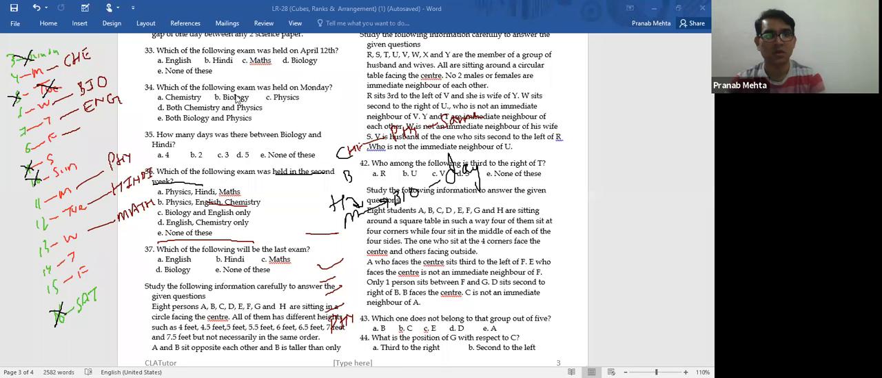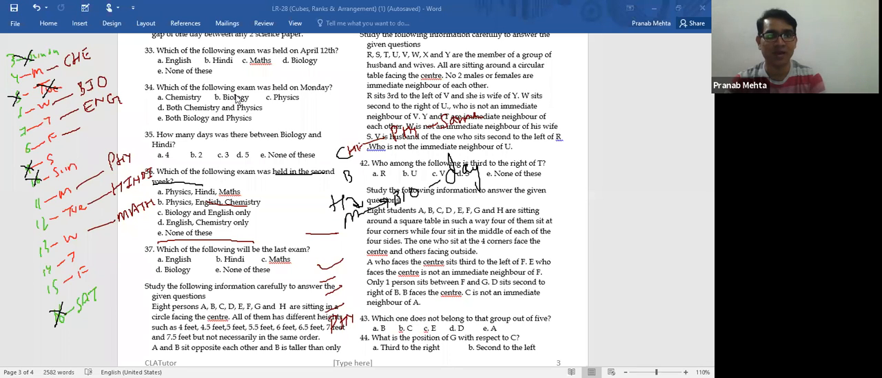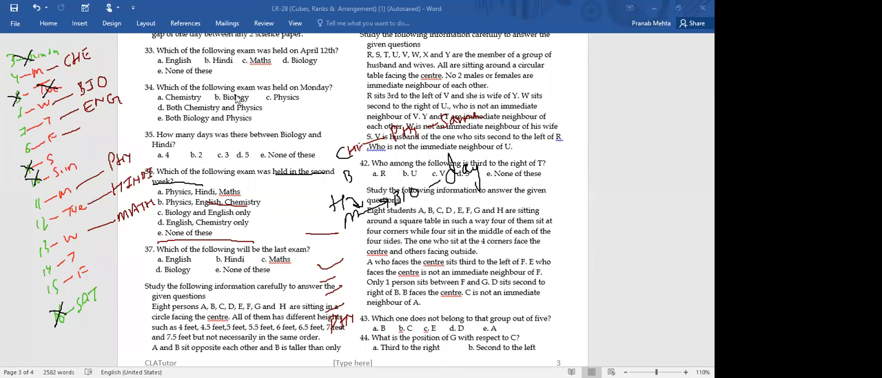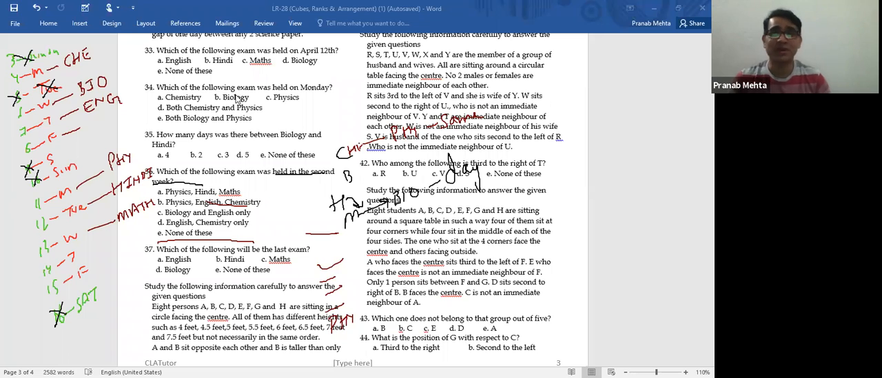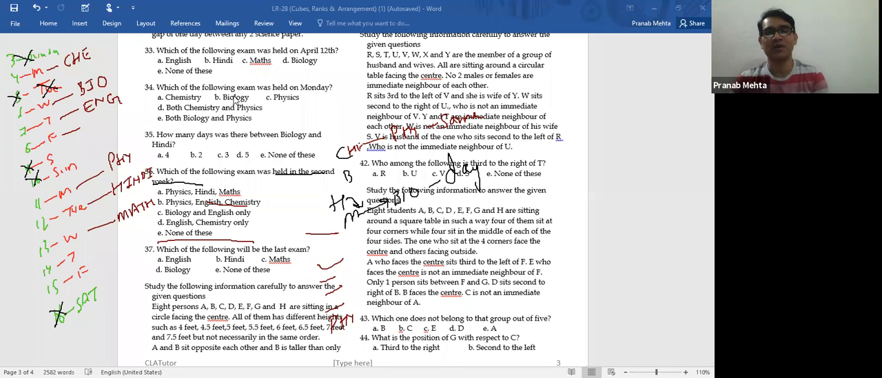36 was A, yes. For 35, how many days were there between bio and Hindi? 5, sir. D. Yes. All right. Any doubts? Because once I erase it, it will become very difficult for me to do this again. So this is how you are going to solve this kind of questions. Any doubt? No doubt. Good.